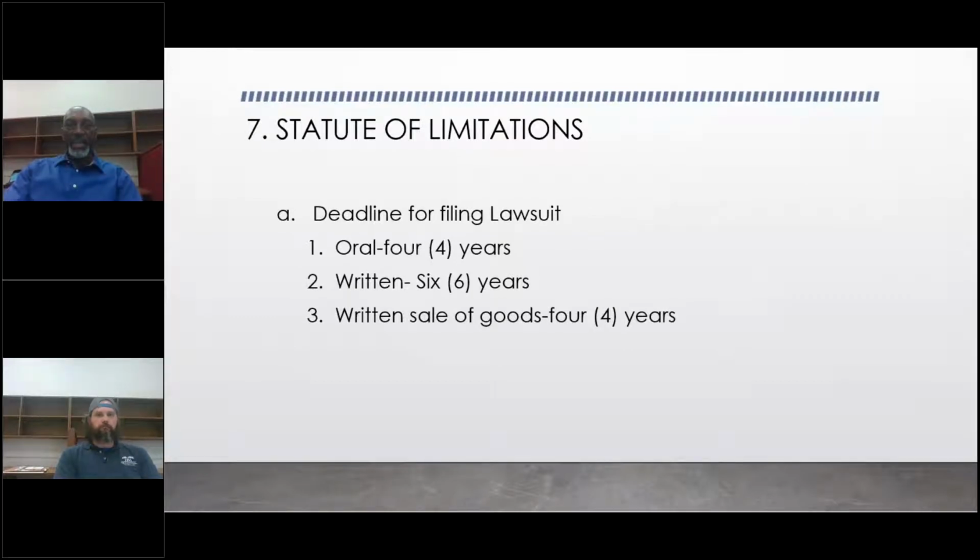The seventh element that we want to talk about is the statute of limitations. You might have a contract and somebody might breach that contract. If it's an oral contract and it's enforceable, well, you must enforce that breach within 4 years. If you don't, then the statute of limitations runs and you don't have any recourse. If it's written, it's 6 years in order to enforce it. And again, if it's a written contract for sale of goods, it's 4 years.